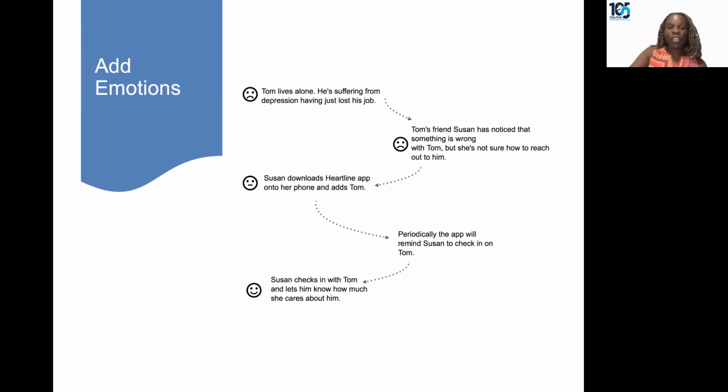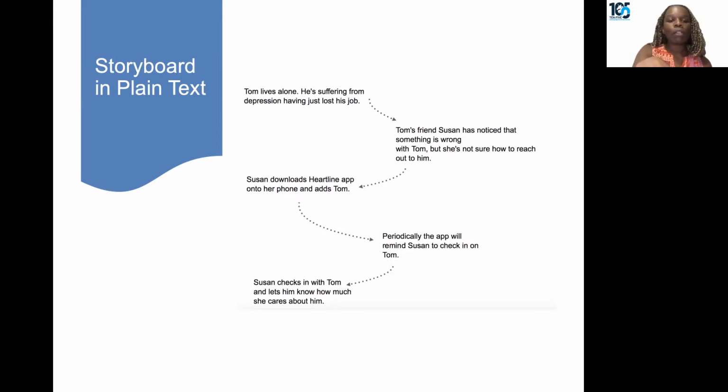So like, if you were to think about this piece, I want my first picture to show Tom is living alone and he's suffering from depression, right? After he lost his job, right? The second image, right? Tom's friend Susan noticed that something is wrong. What would you start to think about, what would that picture look like?